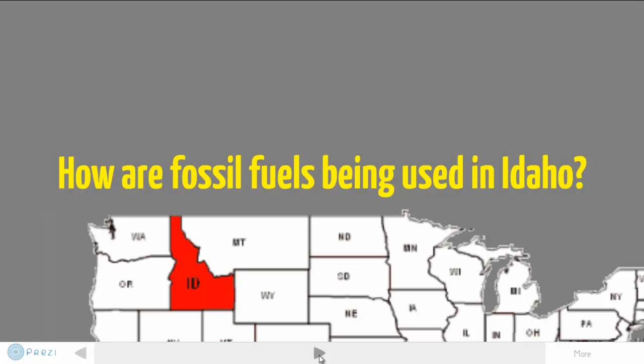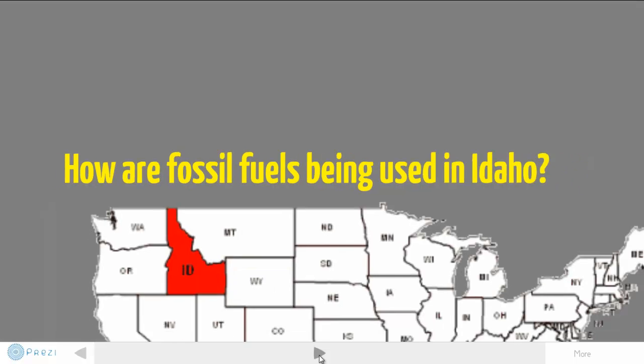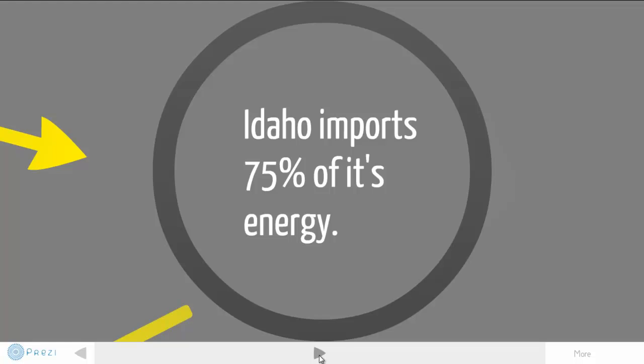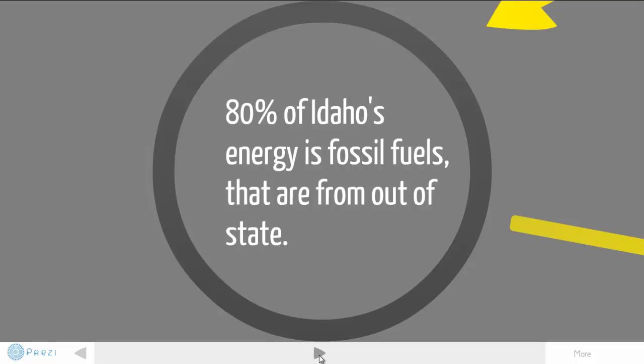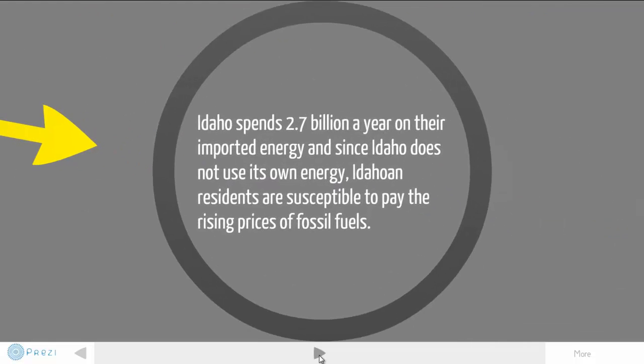How are fossil fuels being used in Idaho? Well, Idaho imports 75% of its energy. 80% of Idaho's energy is fossil fuels that are from out of state. Idaho spends $2.7 billion a year on their imported energy. And since Idaho does not use its own energy, Idahoan residents are susceptible to paying the rising prices of fossil fuels.